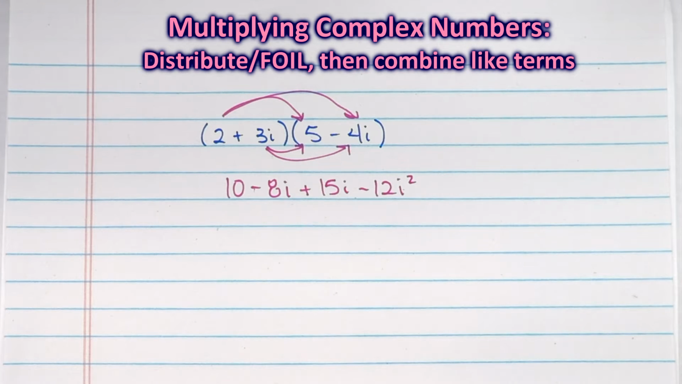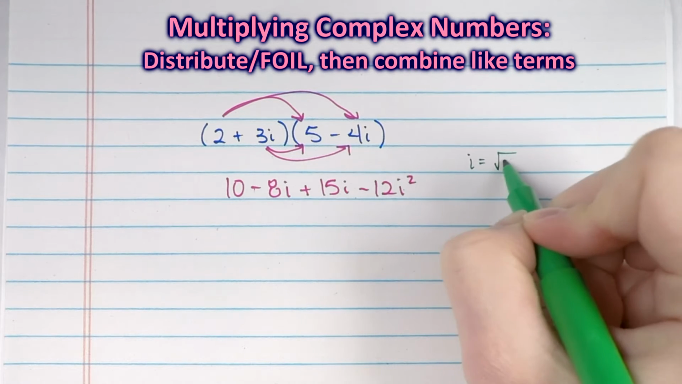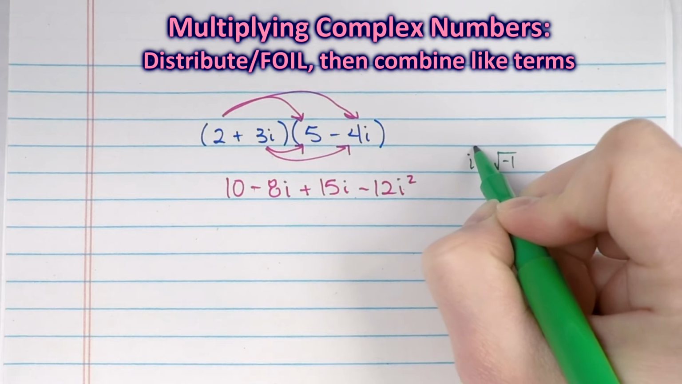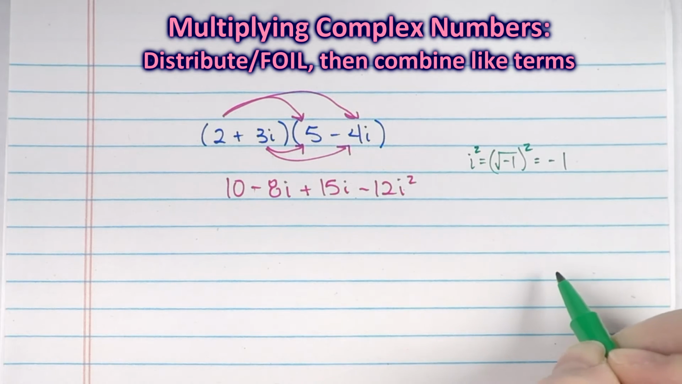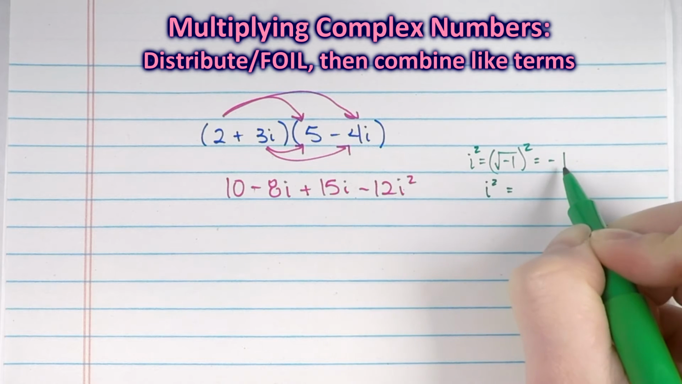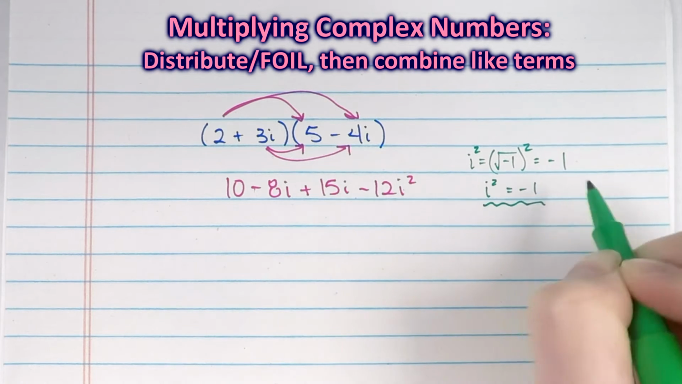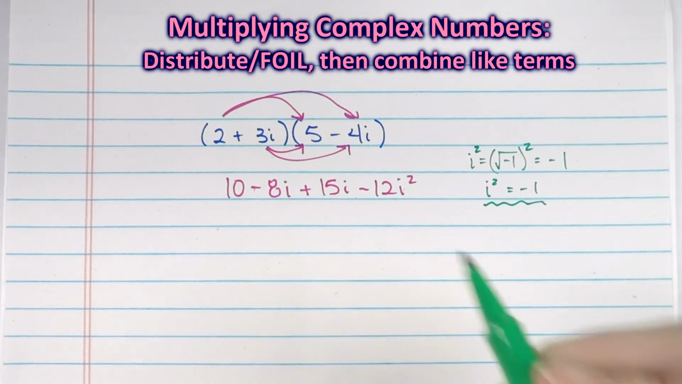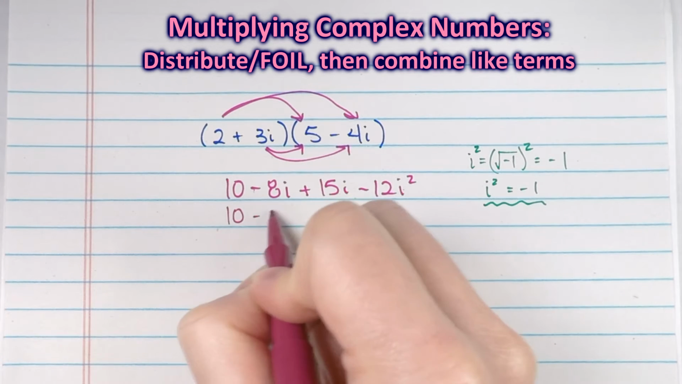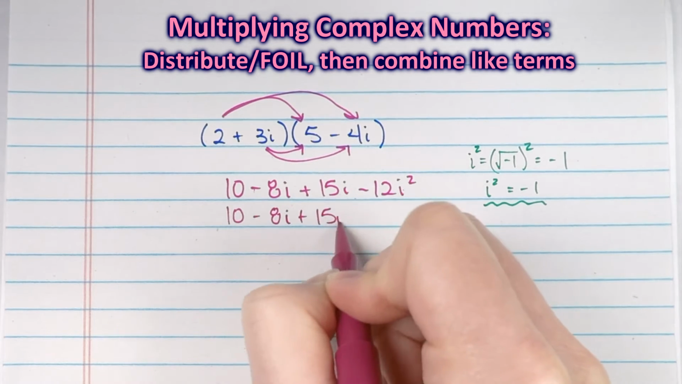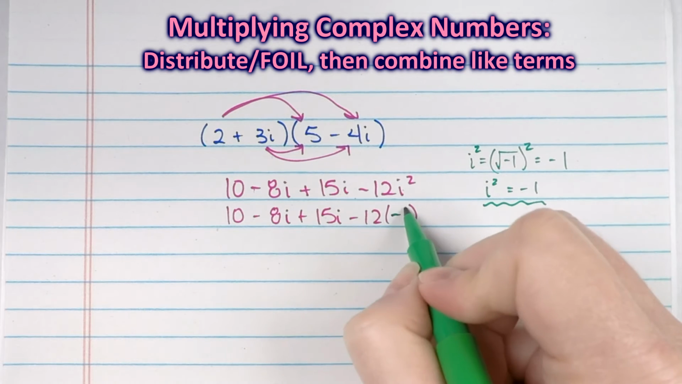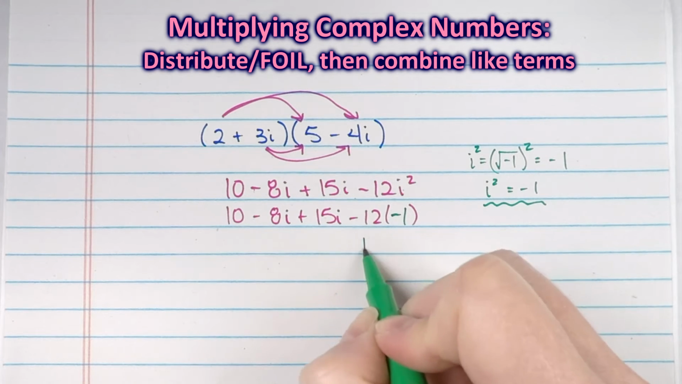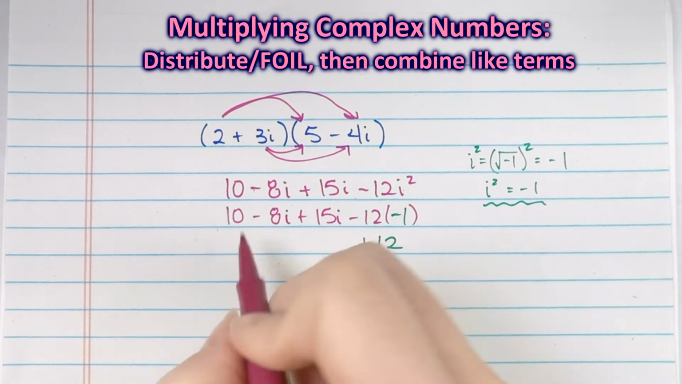Now here's where that part about i being defined as the square root of -1 that we talked about earlier is going to come into play. So if i is the square root of -1, that means if I were to square this, square and square root cancel out, and that would just leave me with -1. So from now on, if we see i squared, we're going to replace that with -1. So right here, instead of i squared, I'm going to bring down the first part, 10 minus 8i plus 15i, and then -12 times, and instead of i squared, I'm going to put in that -1 right here. So this part is going to simplify to just +12, and I can bring the rest of it down.